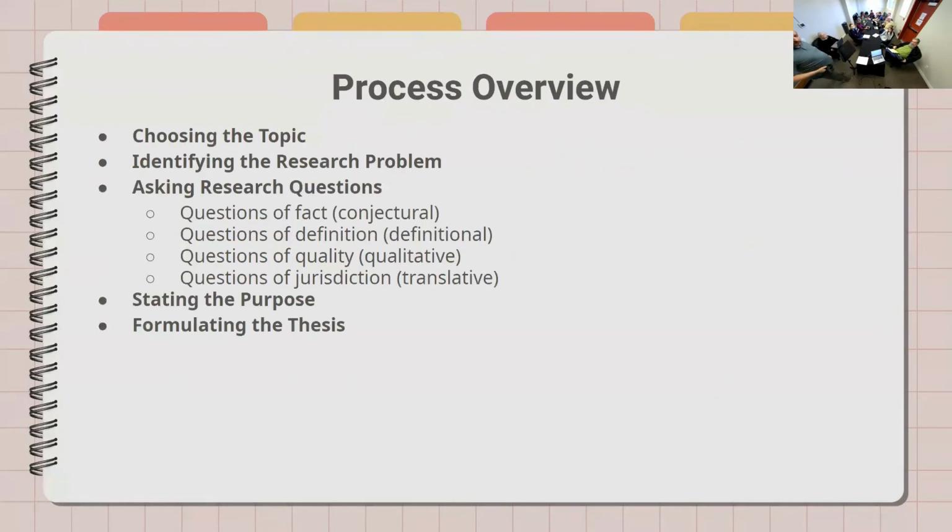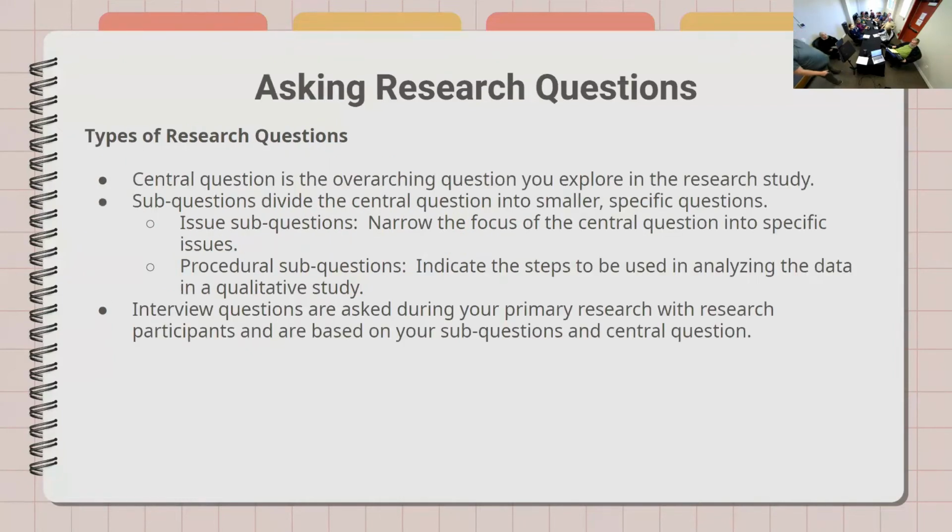All right, so we've identified the research problem. Now we need to ask research questions. So you've got your topic. Now you've identified the problem that topic is pointing to. Now you're going to ask research questions. We'll talk about all these different types of questions that you could have: questions of fact, definition, quality, and jurisdiction. We'll get into those in a second.